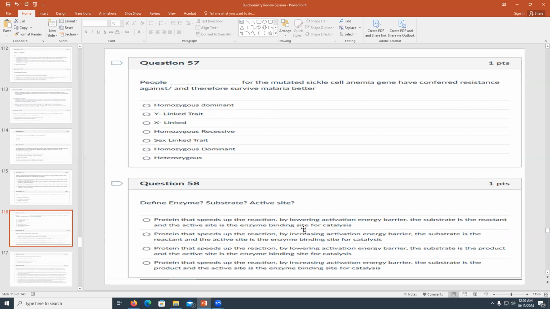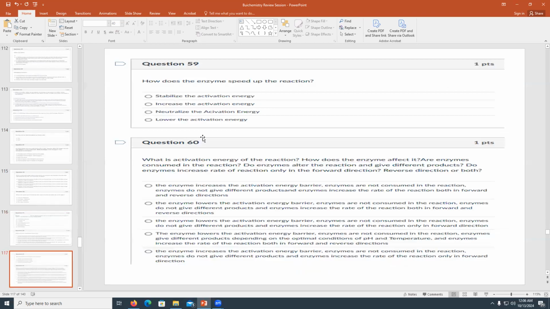Protein that speeds up the reaction by lowering the activation energy barrier. The substrate is the reactant. Yeah, that's the answer: A, protein that speeds up the reaction by lowering the activation energy barrier. The substrate is the reactant, and the active site is the enzyme binding site for catalysis.